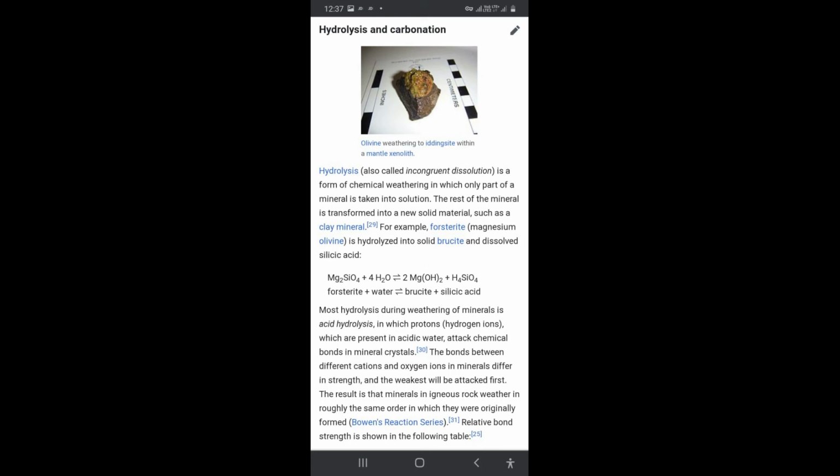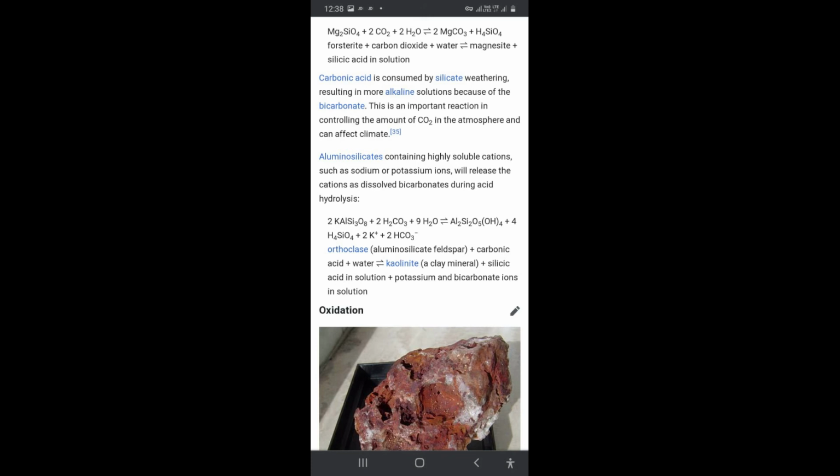So for example, 2KAlSi3O8 plus 2H2O plus CO2 will give Al2Si2O5(OH)4 plus K2CO3 plus 4SiO2. That is the same thing, I'll repeat. Orthoclase when reacting with carbonic acid will give kaolinite, silica and potassium carbonate. Now the end products in the reaction that occurs here are clay minerals, soluble bicarbonate and silica.